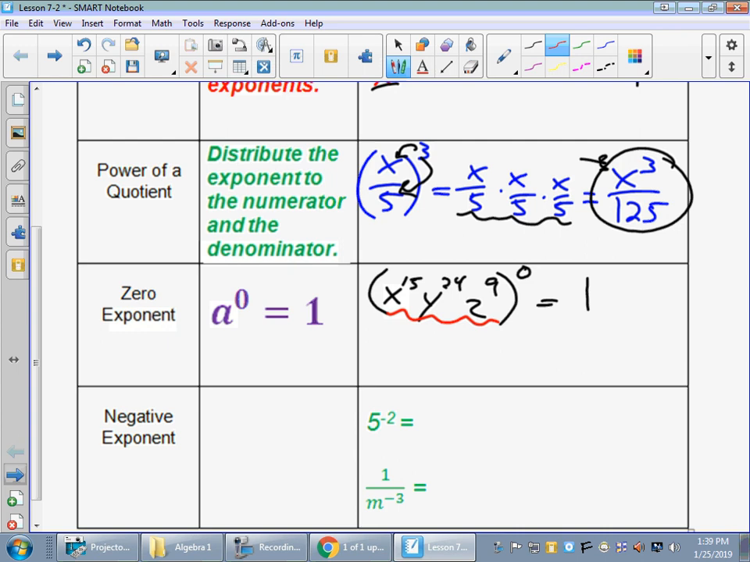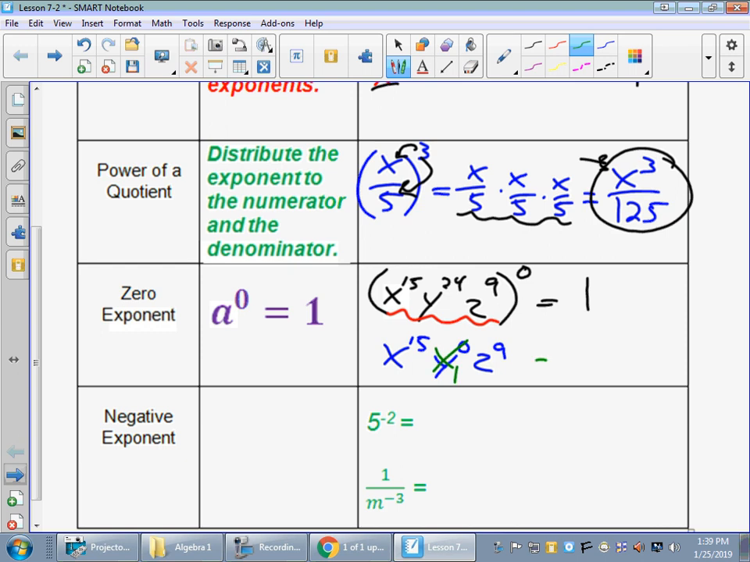But you have to be a little careful on that one, because let's say it was not in parentheses. Let's say we had an example where it was x to the 15th power, y to the 0 power, and then z to the 9th power. In this case, there are no parentheses, so the only one that's 1 here would be this y to the 0 power. This would be the only one that would be 1.